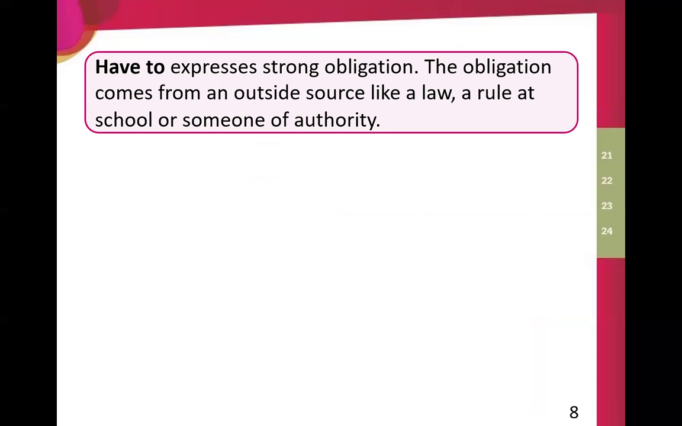The obligation comes from an outside source, like a law or a rule, or at school, for example, or someone of authority that is beyond you or over you, that you cannot do by yourself, or you cannot manage doing by yourself. For example, traveling abroad without a passport, you cannot do that. So you have to get a passport to travel abroad as well.